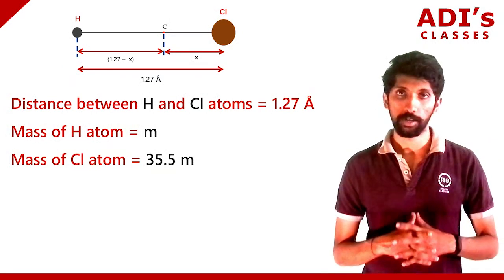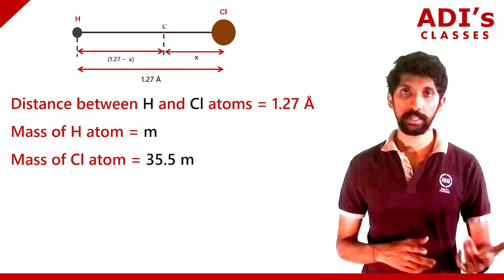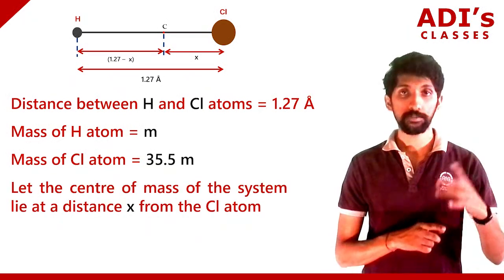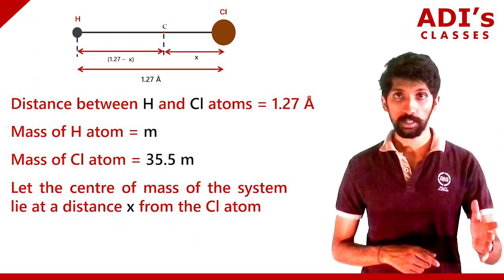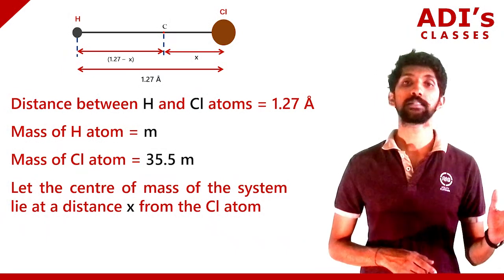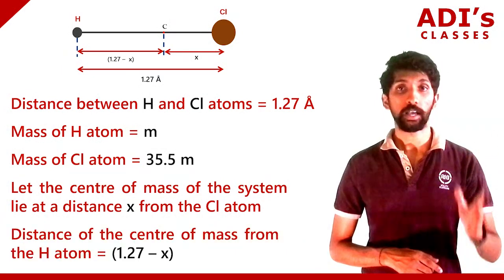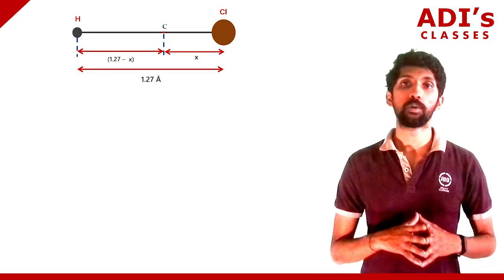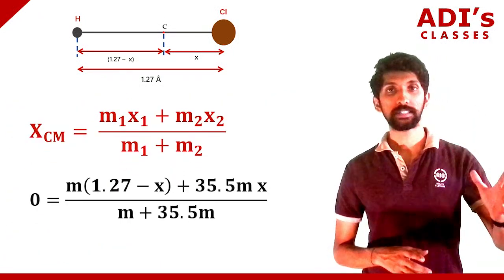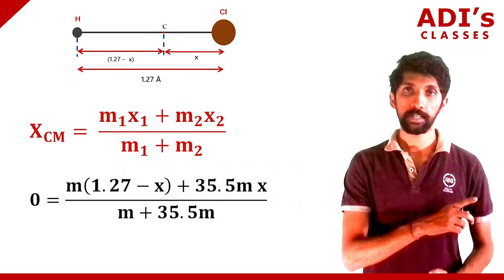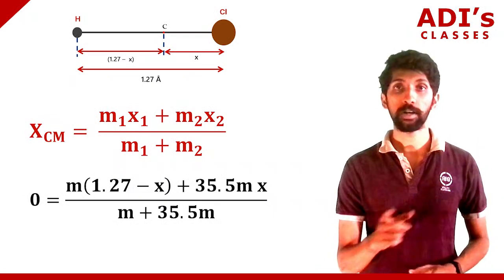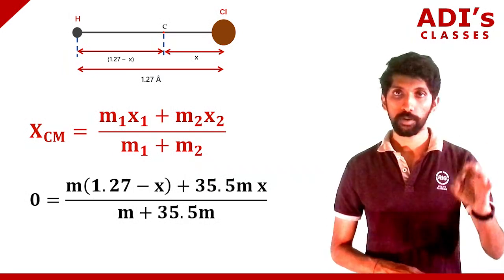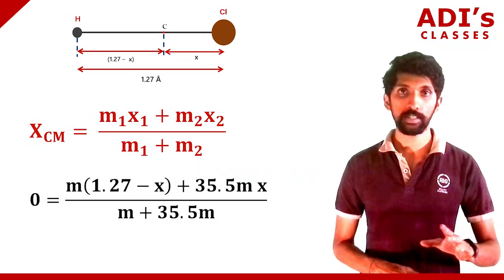So now what was the next thing? The center of mass. The distance of the center of mass from chlorine is x, and the distance of the center of mass from hydrogen is 1.27 minus x. Now what is the given formula? We have x_cm equal to (m1x1 plus m2x2) divided by (m1 plus m2). So we know m1, x1, m2, x2, everything is known.